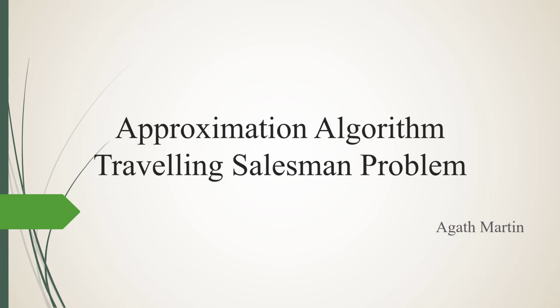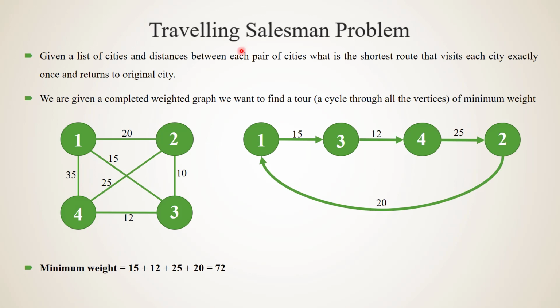Hello students, in this video I am going to discuss approximation algorithms to solve the traveling salesman problem. So first of all, let us look at the traveling salesman problem. Given a list of cities and the distance between each pair of cities, what is the shortest route that visits each city exactly once and returns to the original city?